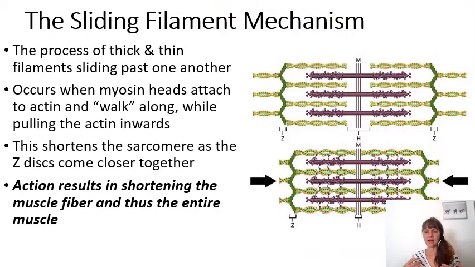The process of the thick and thin filaments sliding past one another is referred to as the sliding filament mechanism or sliding filament theory. It occurs when the myosin heads attach to the actin and walk it inwards toward the M line. This shortens the sarcomere as the Z discs come closer together, and the action results in shortening the muscle fiber, and thus the entire muscle becomes shorter.